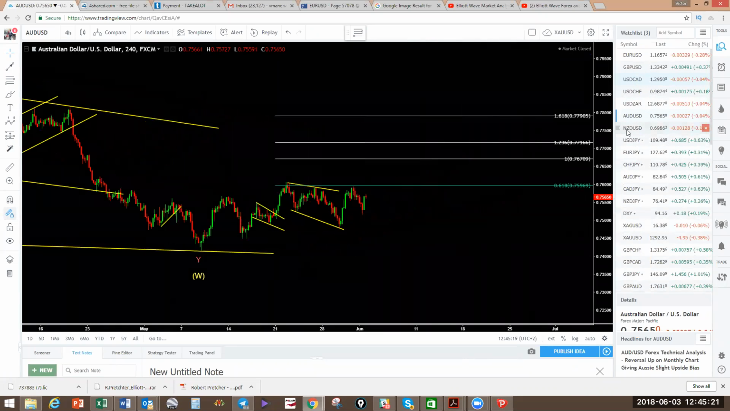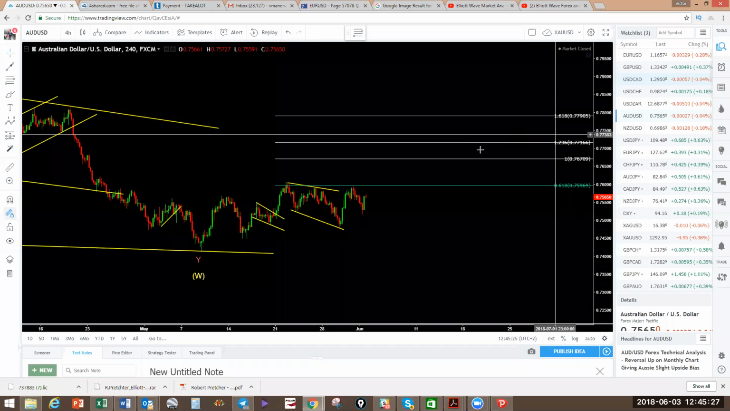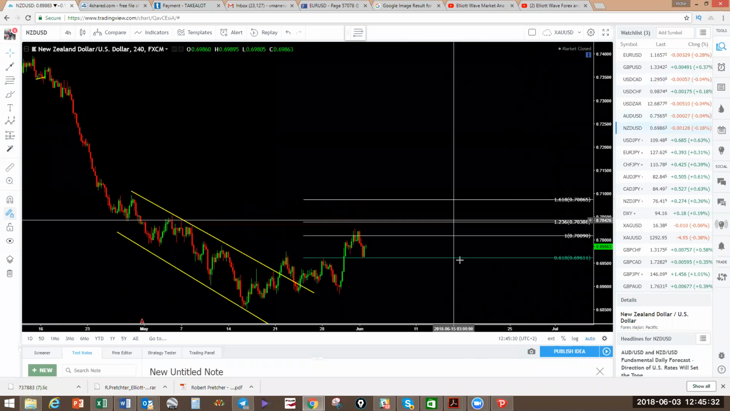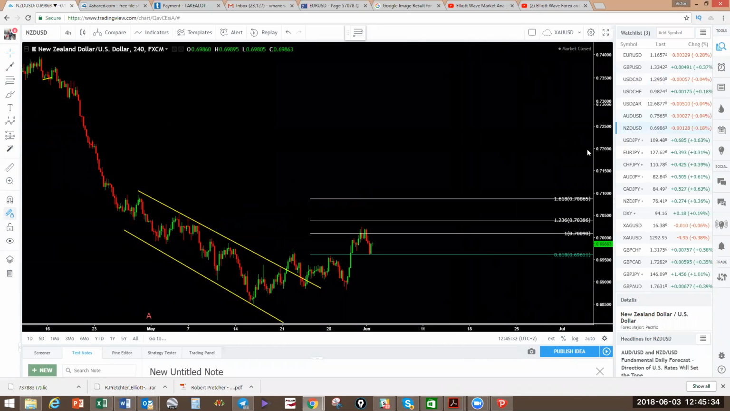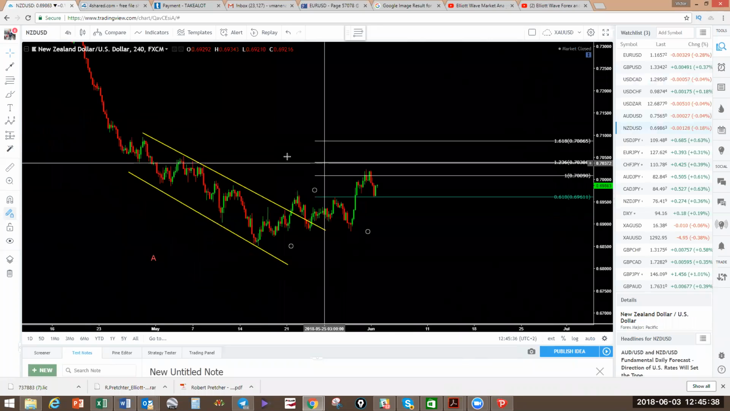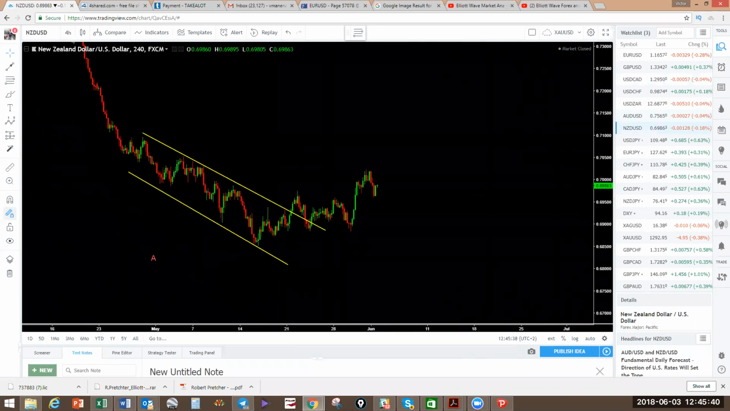Let's look at New Zealand US dollar. Let's look at New Zealand. So in New Zealand, exactly the same structure as well. Let's get off there. So New Zealand, same structure. You're looking at this one, a three-wave pullback. Let's do it clearly. 1, 1, 2, 3, pullback.